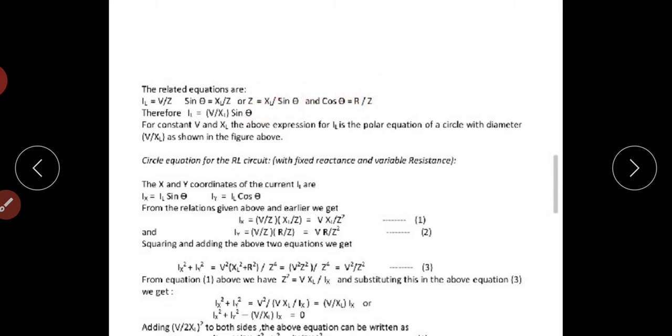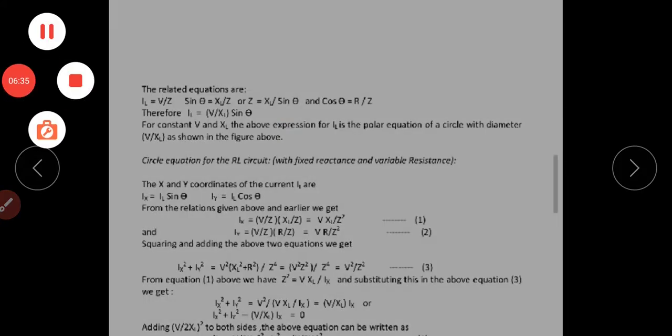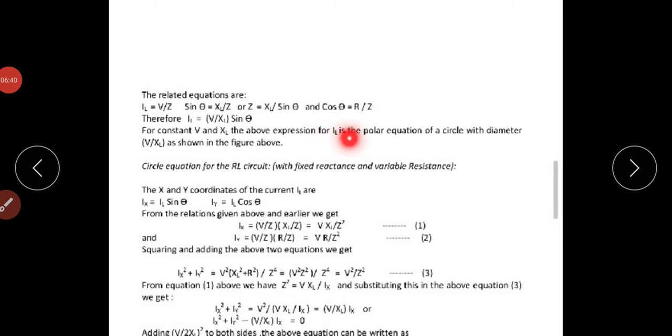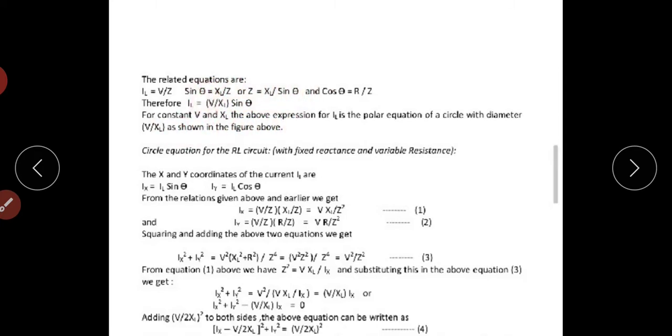So that's why we have to express the impedance in terms of the fixed parameter. XL is a fixed value, so we express impedance in terms of reactance: Z equals XL by sin theta. Now substitute Z in this equation: IL equals V by XL into sin theta. For constant V and XL, the above expression for IL is the polar equation of a circle with diameter equal to V by XL, as shown in the figure above.